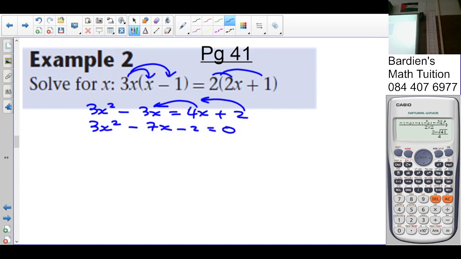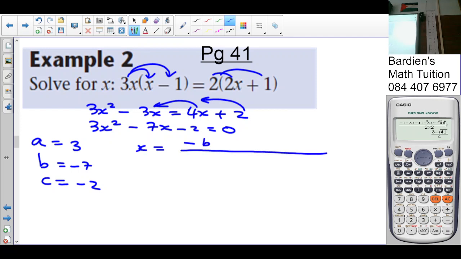Is that now in standard form? Yes, of ax squared plus bx plus c. What's your a value? 3. What's your b value? Negative 7. What's my c value? So what's the formula again? x is equal to negative b plus minus the square root of b squared minus 4ac. You all agree with that?